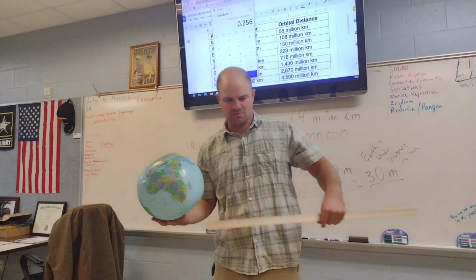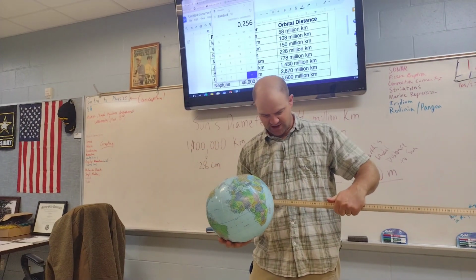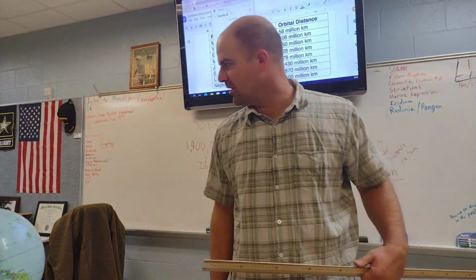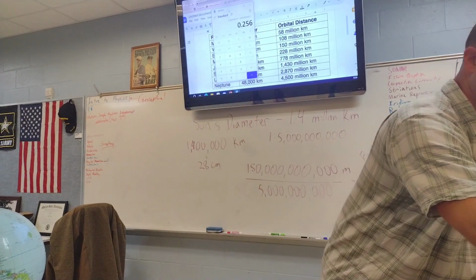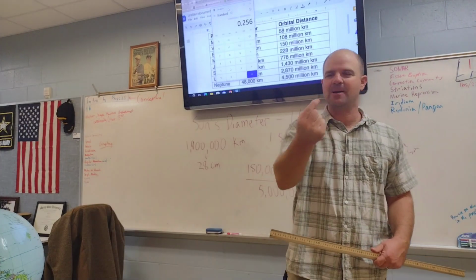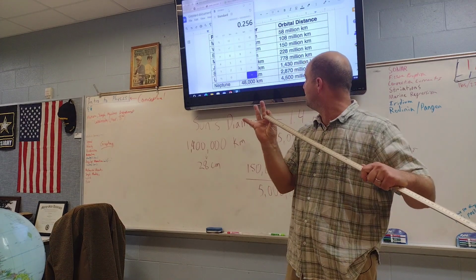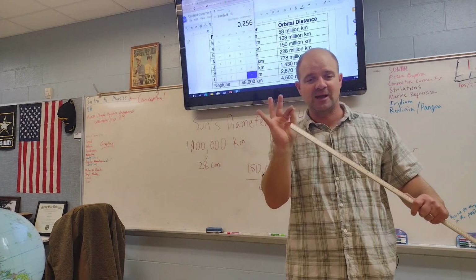Our Sun is about 28 centimeters, okay? We have our Earth. Oh no, what did I do with the Earth? There it is. It's so small, it's easy to lose. I put it on a white paper and it's a white piece of chalk. So there's our 0.256 centimeter diameter Earth.